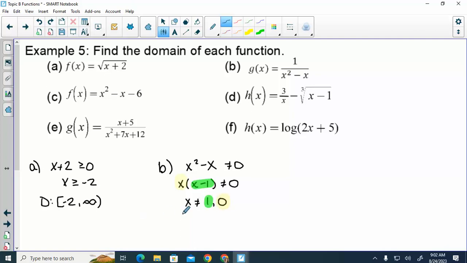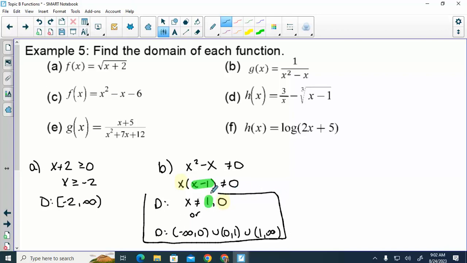The interval notation for that would look like this. It would be negative infinity to 0, union, so we have everything smaller than 0, everything between 0 and 1, union, everything bigger than 1. But on that problem, I would take either of those.